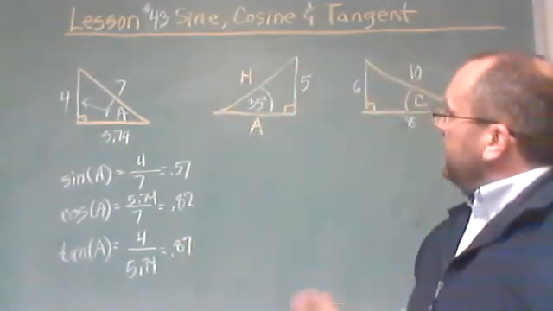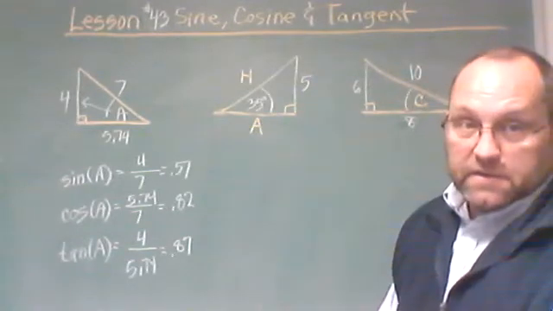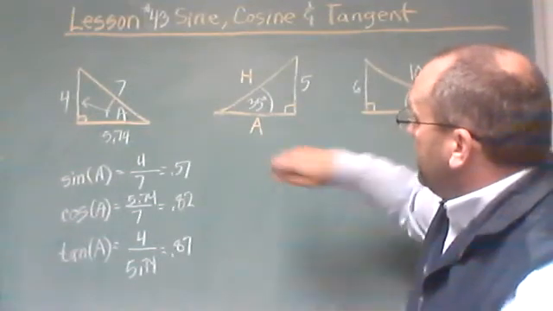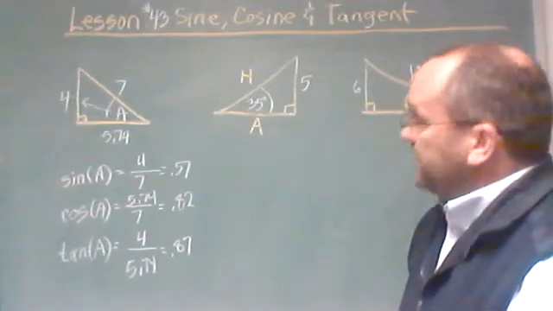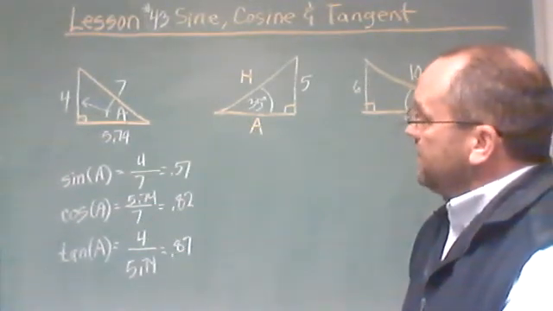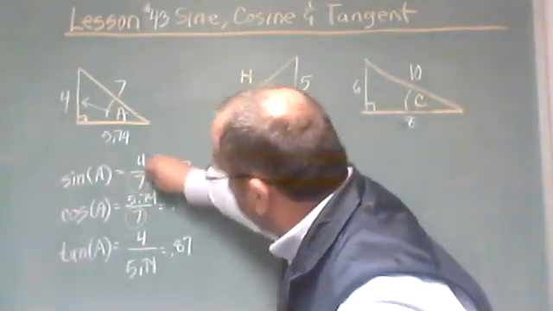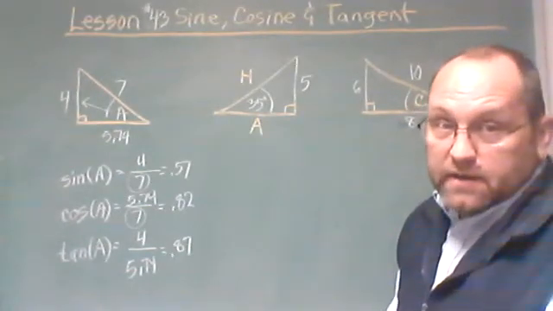Another possibility is they'll give you some information on a triangle, and they'll ask you to give the side lengths, and we're going to use our trig functions to do that. Let's solve for the hypotenuse here. What trigonometric function has the hypotenuse in it? Our hypotenuse here was 7. We had 2 trig functions with 7, the sine and the cosine. You can use either one, it doesn't matter.